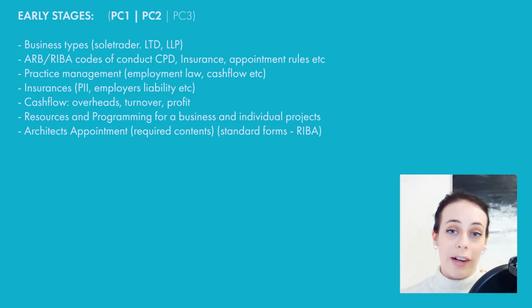But you need to know what an architect's appointment is, what it needs to include, and standard forms for it as well, such as the RIBA's, but there are others, and what it means to have it, and also things that often come up in the architect's appointment. So dispute resolution is there, we'll mention that again later as well, but other things like copyright law too often come up in Part 3 that you get tested on. That's a whirlwind list of early stages.